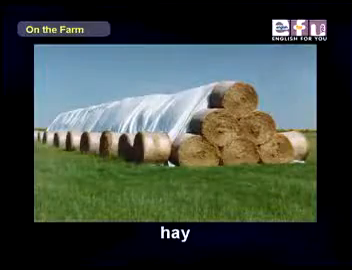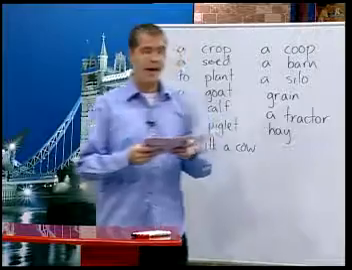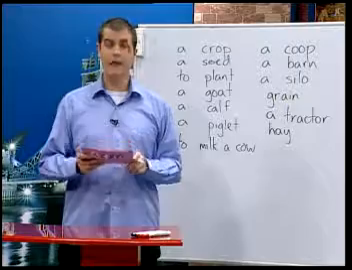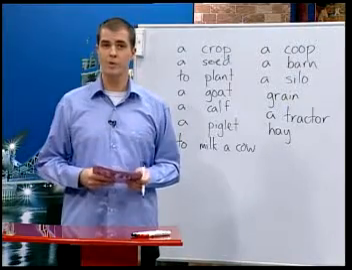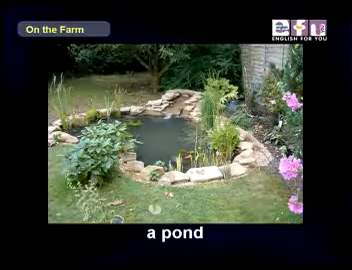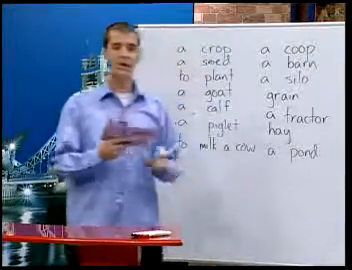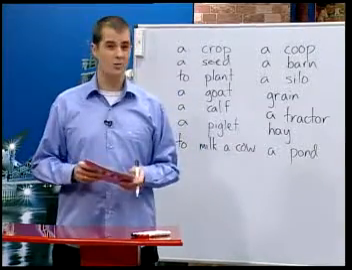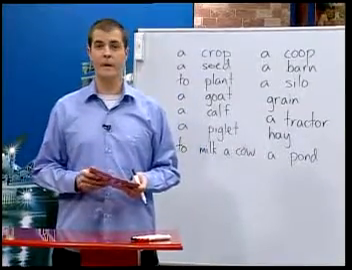Two more. We have hay. Hay is long grass that has been cut and dried, and it is often used as food for farm animals. And finally, we have a pond. A pond is a small area of still water. There is usually a pond on a farm. So let's repeat these words.